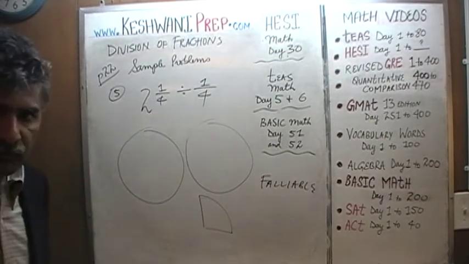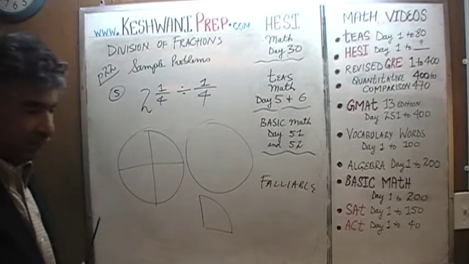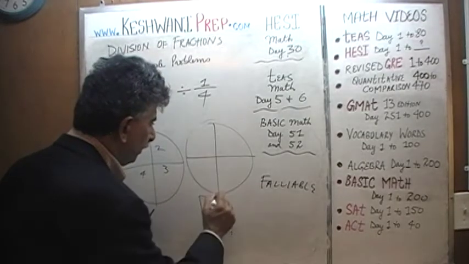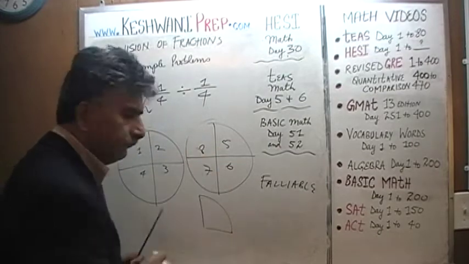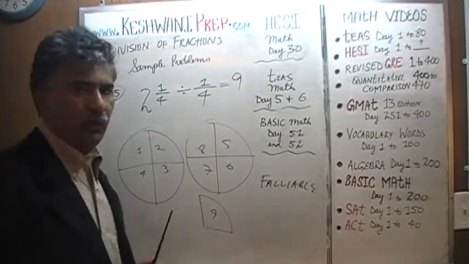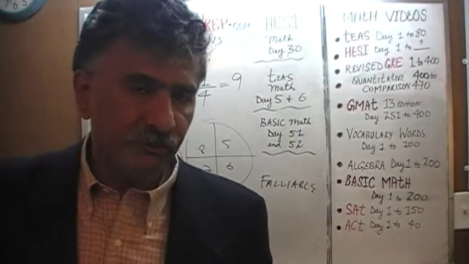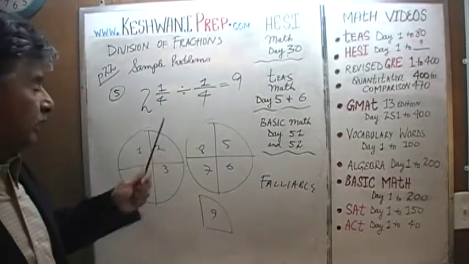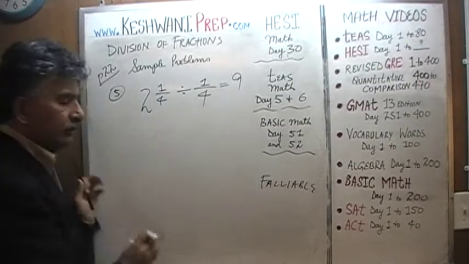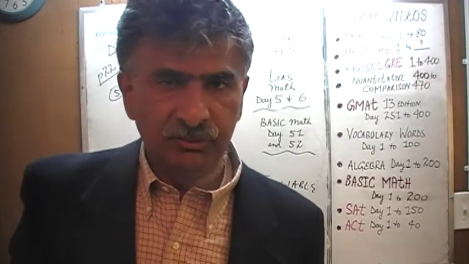How many quarters do you suppose this is going to make? It's going to make 9 quarters, because this one has 4 quarters: 1, 2, 3, 4. That one has 4 quarters: 5, 6, 7, 8. And here's another quarter. The answer is 9. 2 and a quarter, when chopped up into quarters, yields 9 quarters, because 2 has 8 quarters, and then there's another extra quarter. Let's do it out just for the sake of practice, but intuitively I hope you're able to see that this is a very silly question.